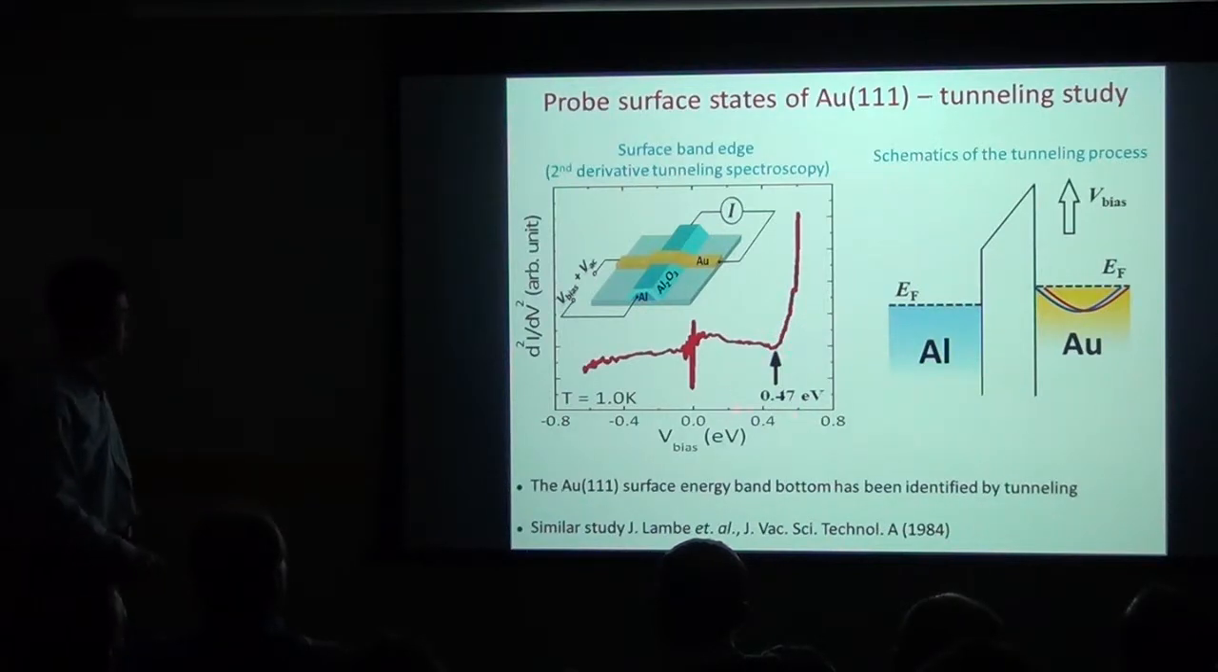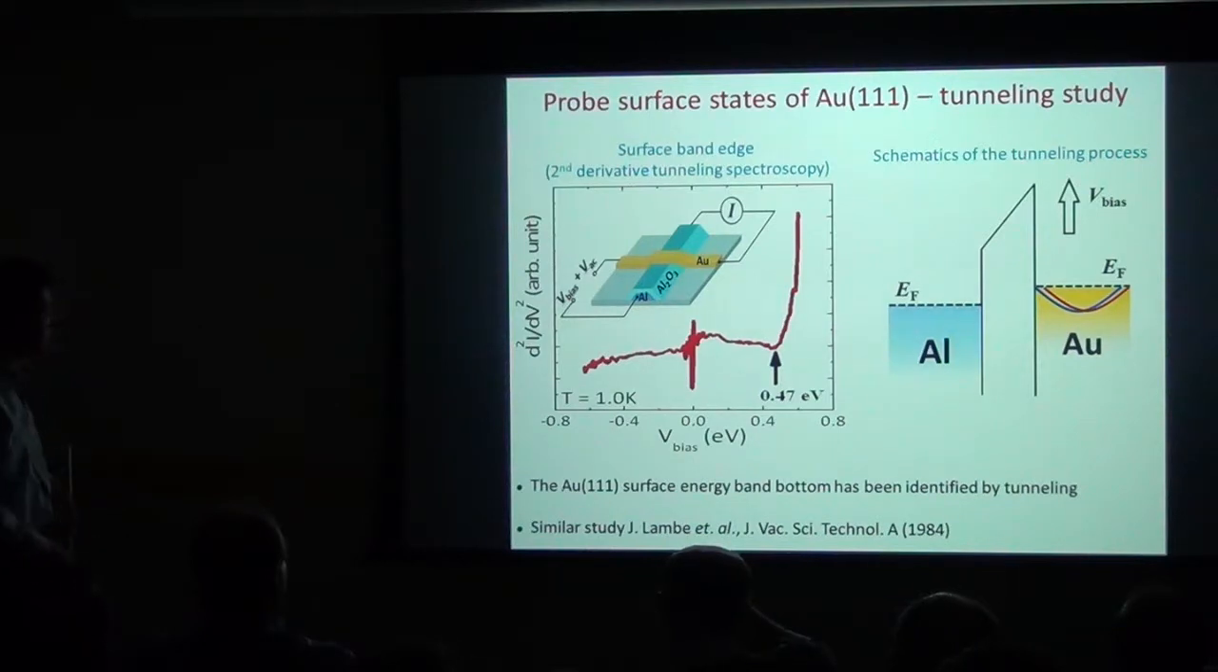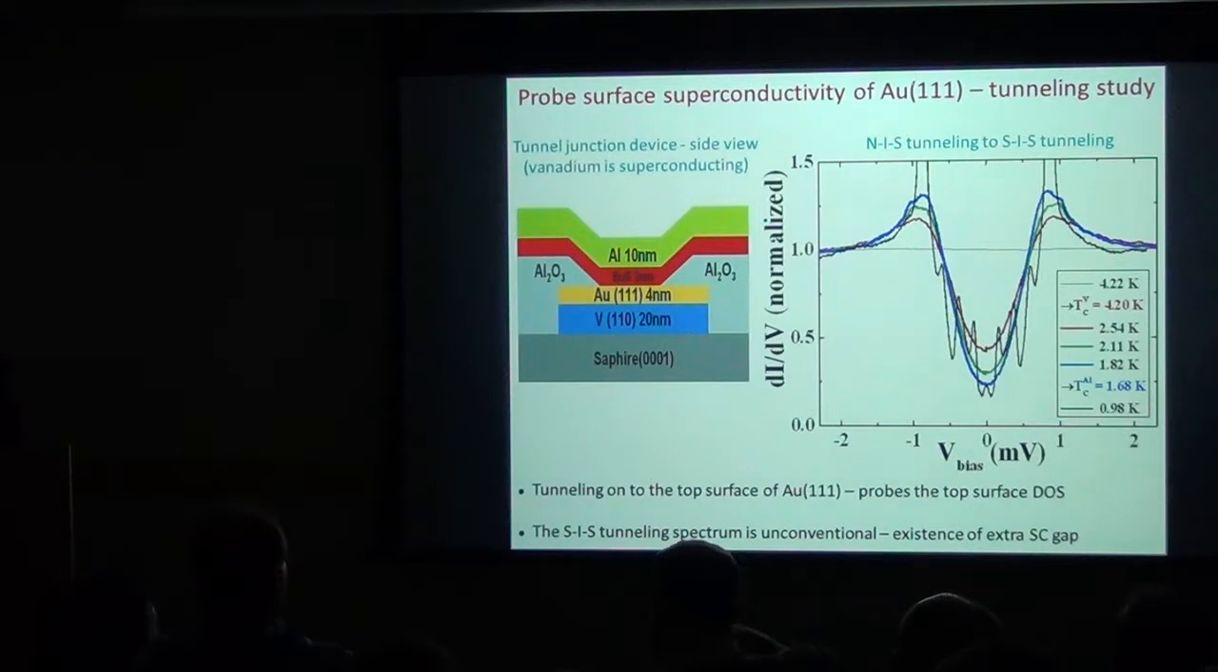This onset gives you the position of the surface state, which is about 470 meV below the Fermi level of gold. That matches very well with the ARPES study of the surface state of gold. That further confirms the high quality of our sample film. So our goal is to introduce superconductivity onto the surface state of gold. And nobody has ever shown surface superconductivity using the (111) surface state of gold.